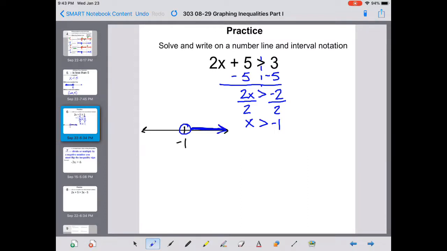Okay, so let's look at the forms of our solution. The greater than symbol kind of looks like it's pointing to the right, and so we shaded to the right on our number line. We also wrote our infinity symbol on the right.